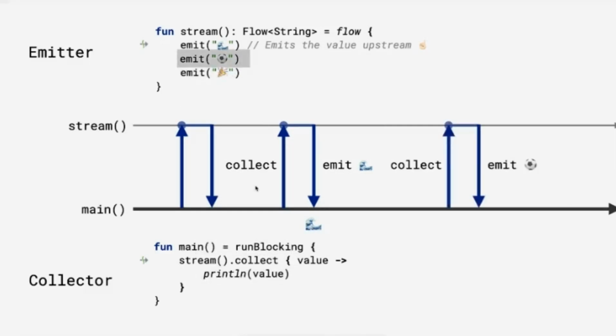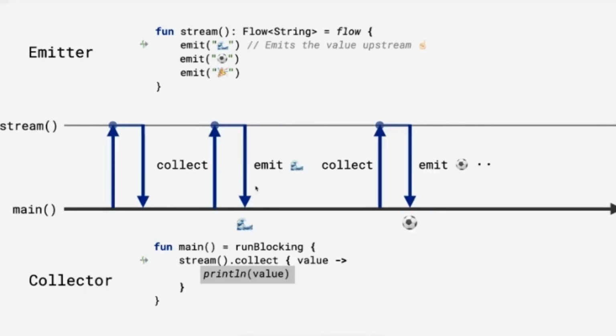And then the same loop continues. When the next collect is called, it goes to the flow back again, where it emits the next value sequentially, and then we can print it. So this goes on until there is no value at all. And once the emitter says, okay, I'm done, I have no value, the collector will come out of the collect function and just end the call.